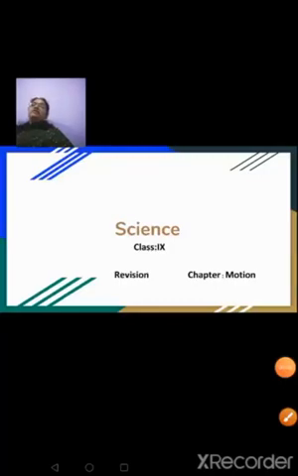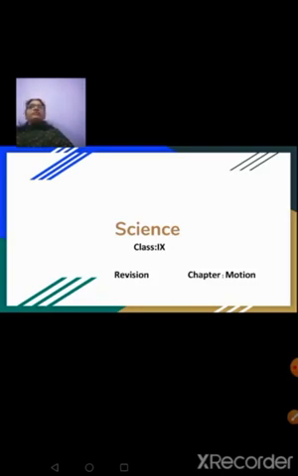We are going to have a revision session. So I'm taking up this chapter, motion, for revision. I'll do the revision in two parts. This lesson was taught to you long back. We will revise the important aspects of this chapter, like definitions, graphical patterns, formulas, units. In today's session I'll be covering these things.